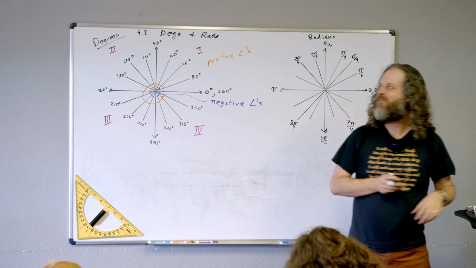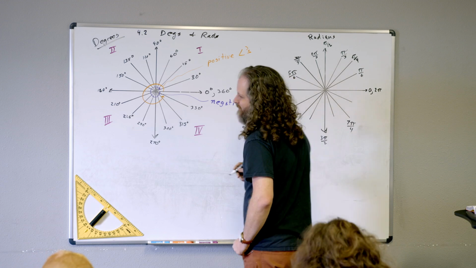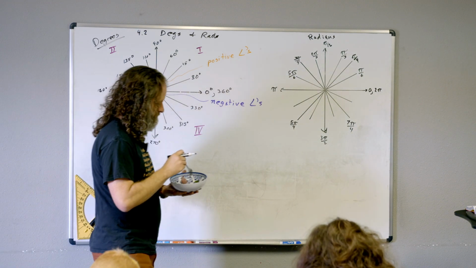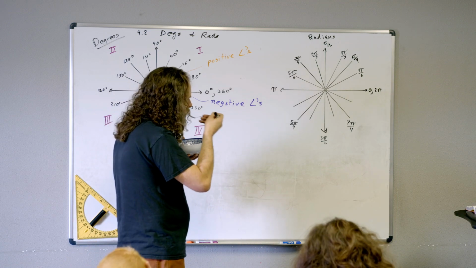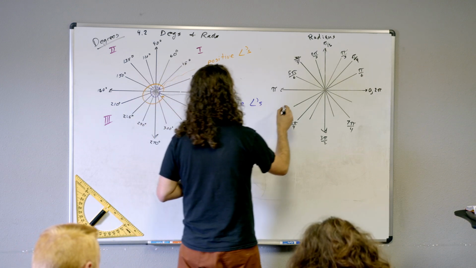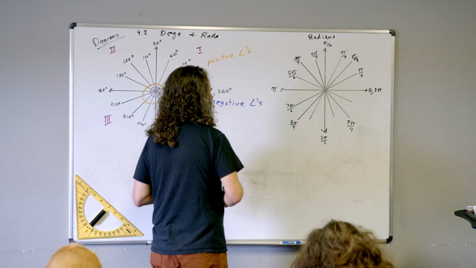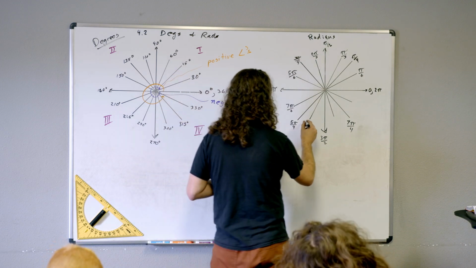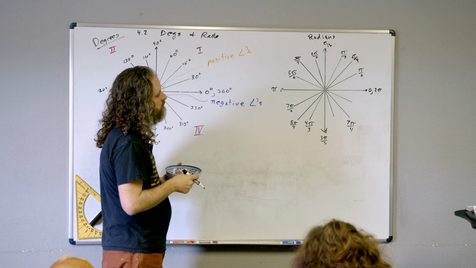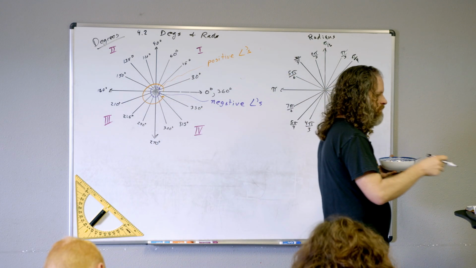5 pi over 6. Or is that completely wrong? That's not completely wrong. Okay, I'm somewhat getting what we're doing. What would the next one be? Am I missing something? Oh no, I'm not. It's 7 pi over 6. So then the next one will be 4 pi over 3. And then 5 pi over 3.